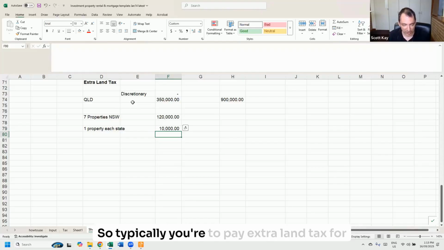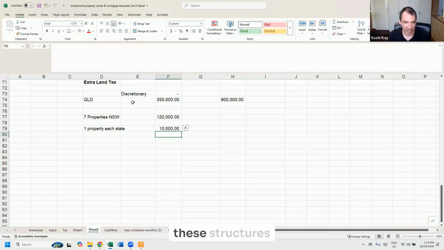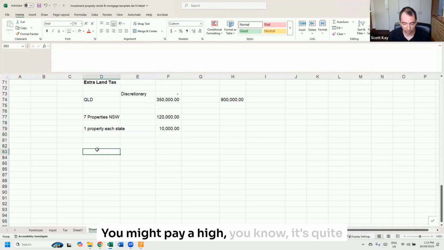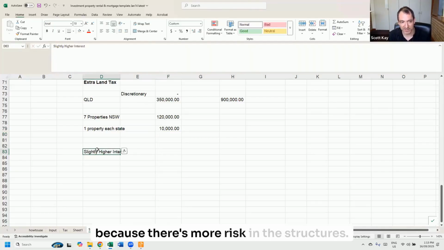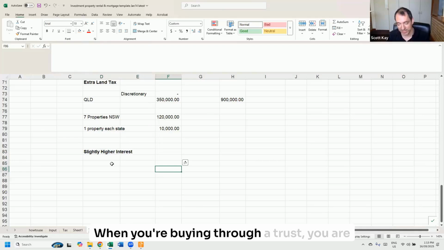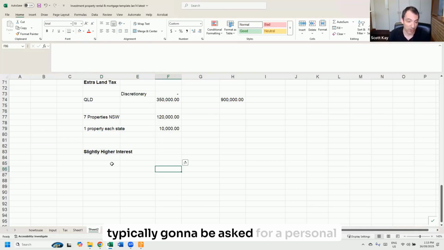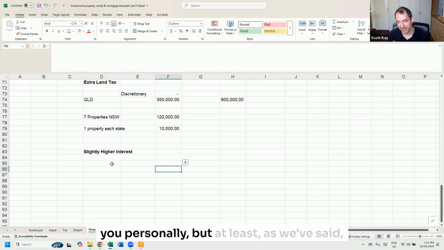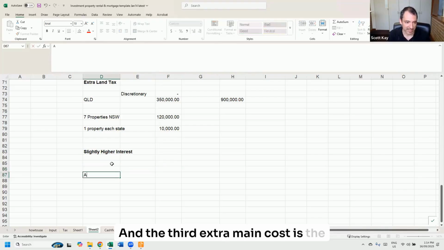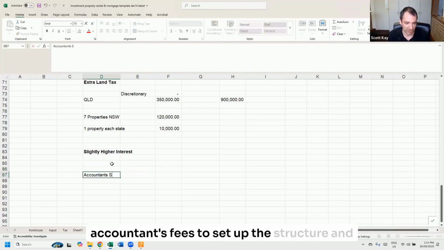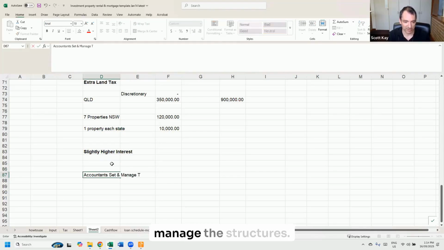And land tax typically is more in a family trust or company or self-managed super fund. So typically, you're going to pay extra land tax for these structures. It's also quite likely you're going to pay a slightly higher interest rate because there's more risk in the structures. When you're buying through a trust, you are typically going to be asked for a personal guarantee anyway. So the bank might attack you personally, but at least, as we've said, you might be able to buy more property. And the third extra main cost is the accountant's fees to set up the structure and manage the structures.